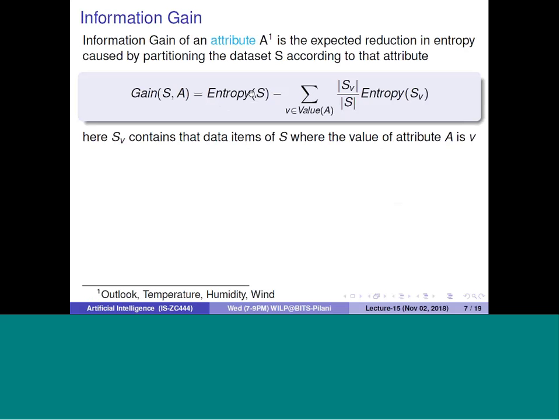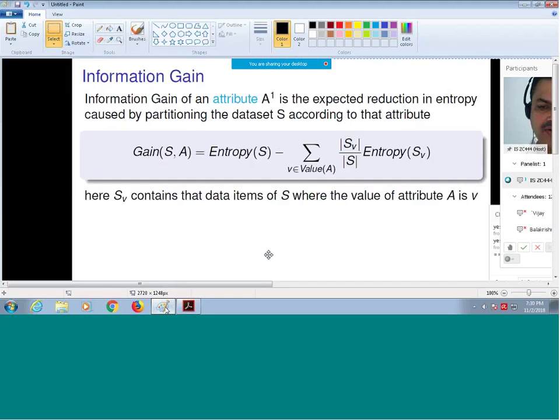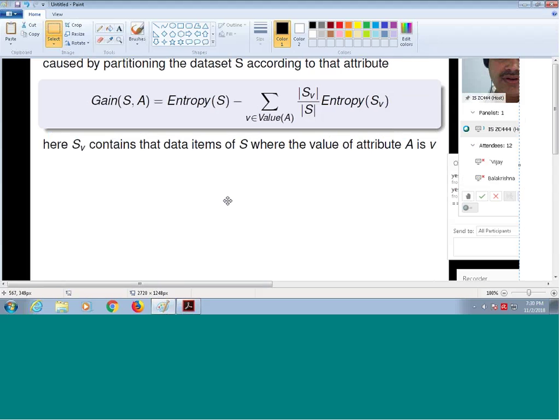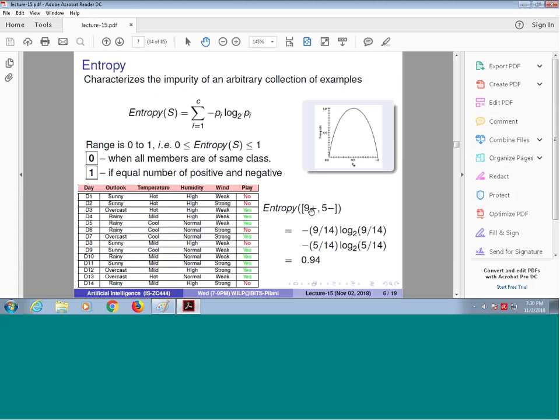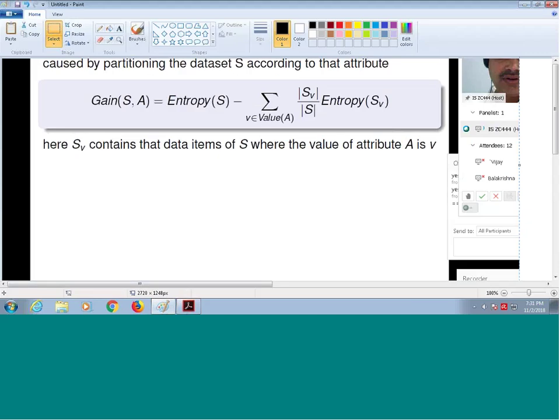This formula says that you find out the entropy of S. What is S? The actual database. The actual database contains these 14 examples. Can you tell me what the entropy of S is? Since S is this database, the entropy is 0.94, because we have computed this.